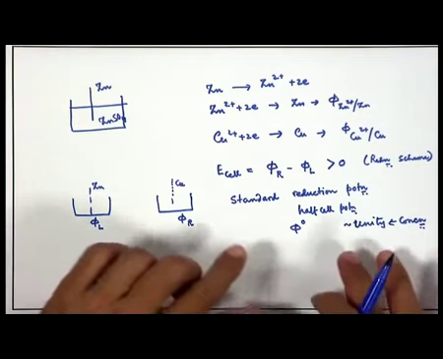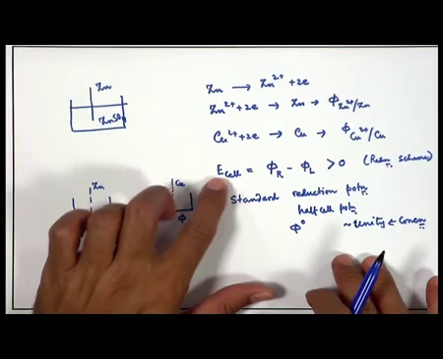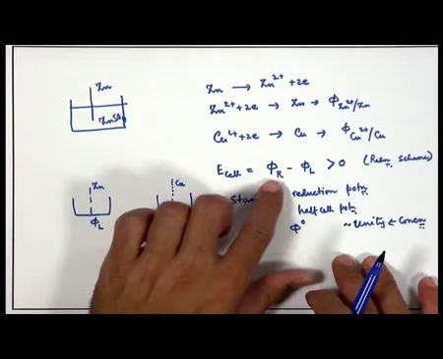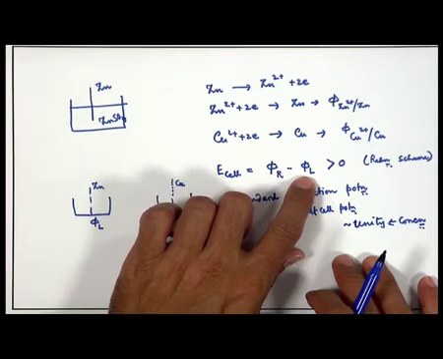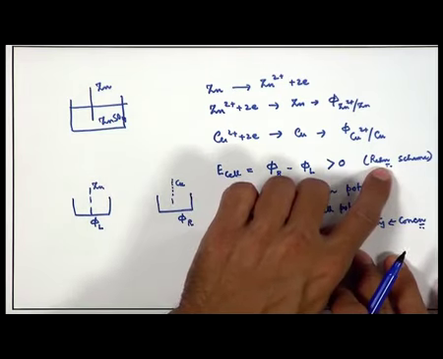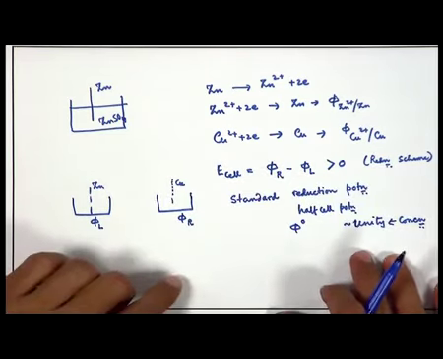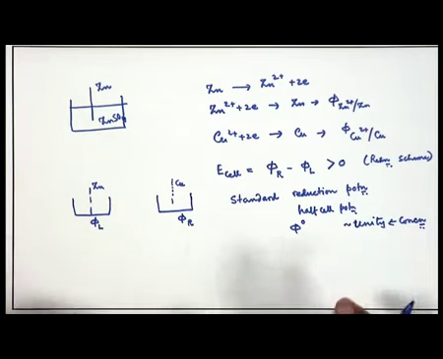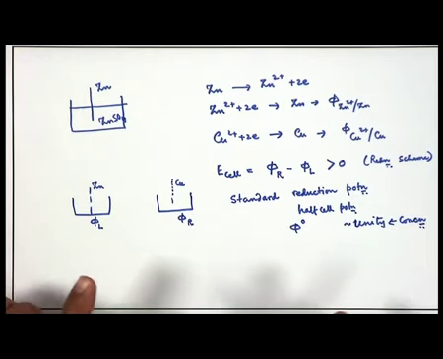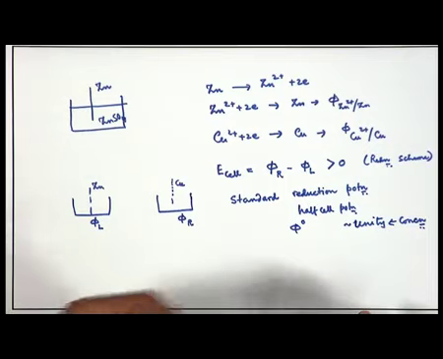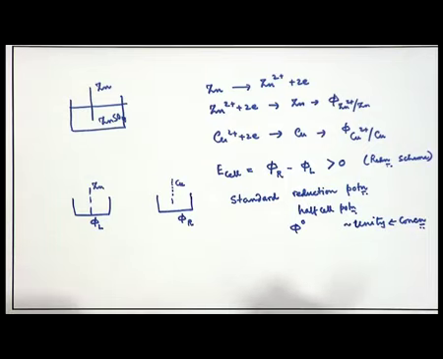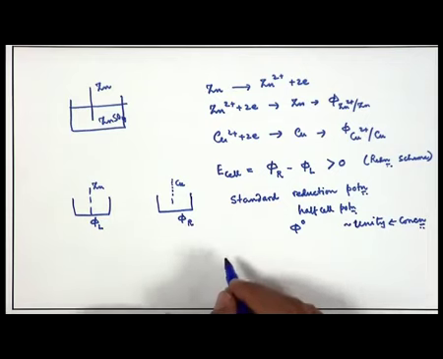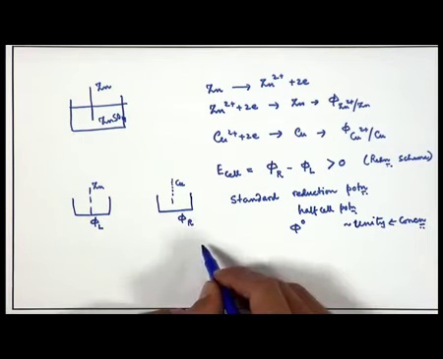So, therefore, what we get is that E cell, the cell potential, is nothing but phi right minus phi left in the reduction potential formulation. Now, next is how to measure the cell potential, that is the electromotive force, what we measure, like in case of a cell, it is written 1.5 volt. So, how to measure that?